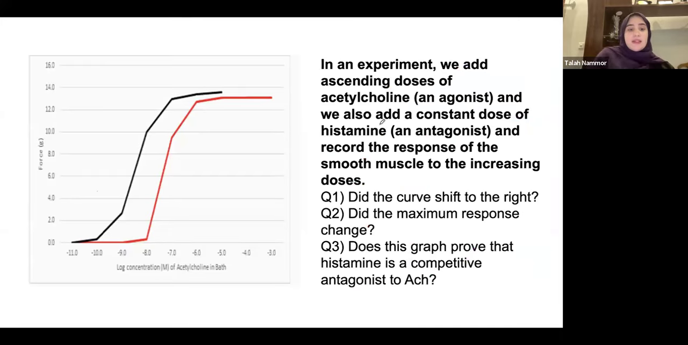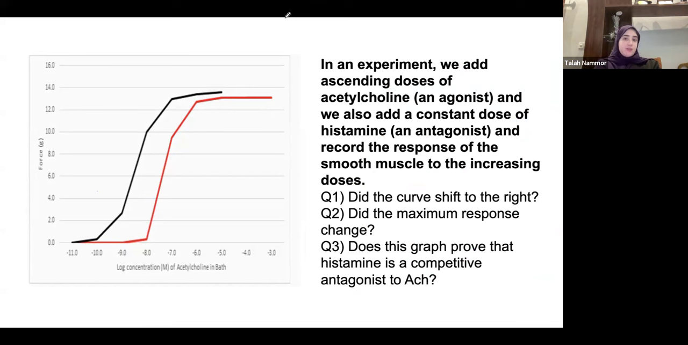Next. This is from the pharma. Guys, did you go to the pharma lab? Does this little pharma lab still exist? So, here we're doing an experiment, okay?